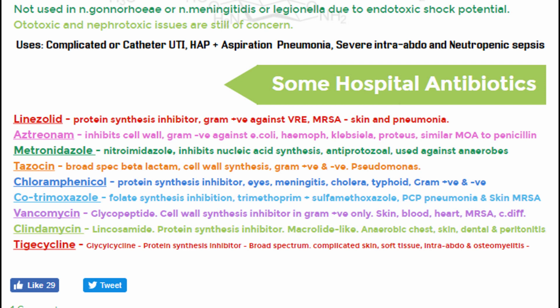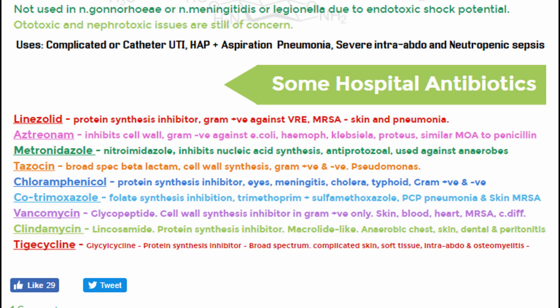Aztreonam inhibits cell wall growth in bacteria. It is good gram-negative cover against E. coli, Haemophilus, Klebsiella, Proteus, and has a very similar mechanism of action to penicillin, and indeed there's crossover between penicillin, the beta-lactam, and aztreonam, so in terms of allergy you need to be careful.